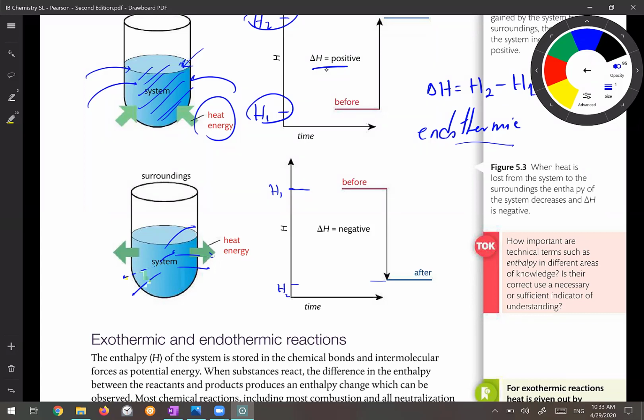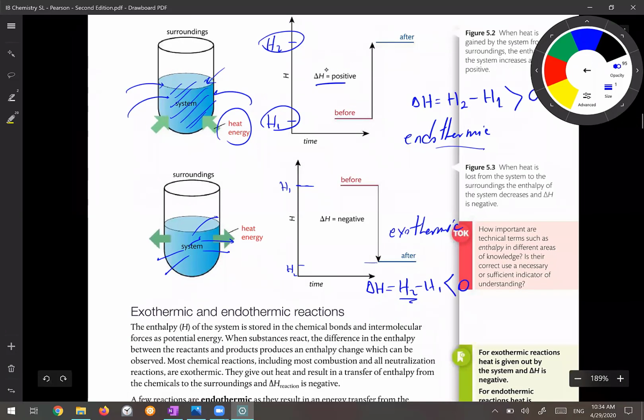Okay? And if you want to find the change in energy content of the system, H2 minus H1, H2 is smaller than H1, so the delta H is negative. So if the delta H, or the change in enthalpy, is negative, it means the reaction was exothermic, and in the exothermic reaction the surrounding becomes hotter. Okay, so any question about these exothermic and endothermic reactions?